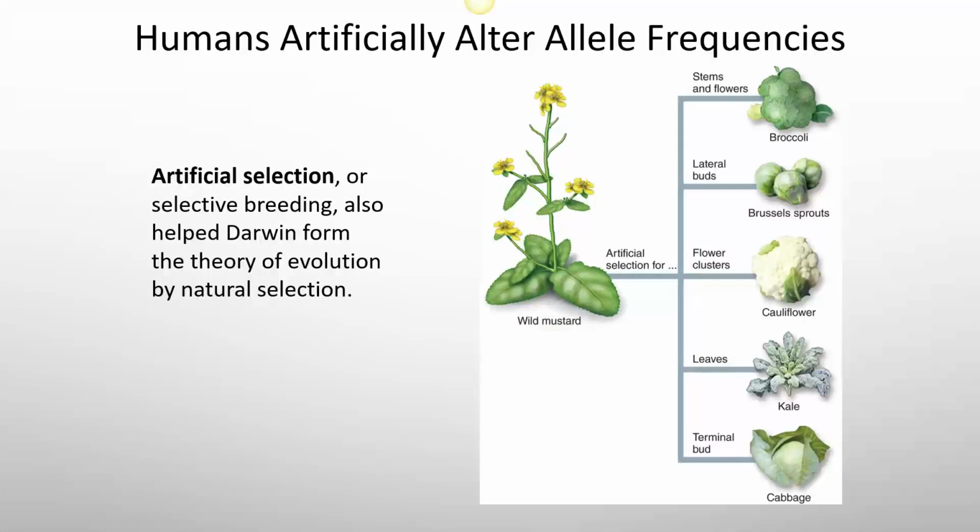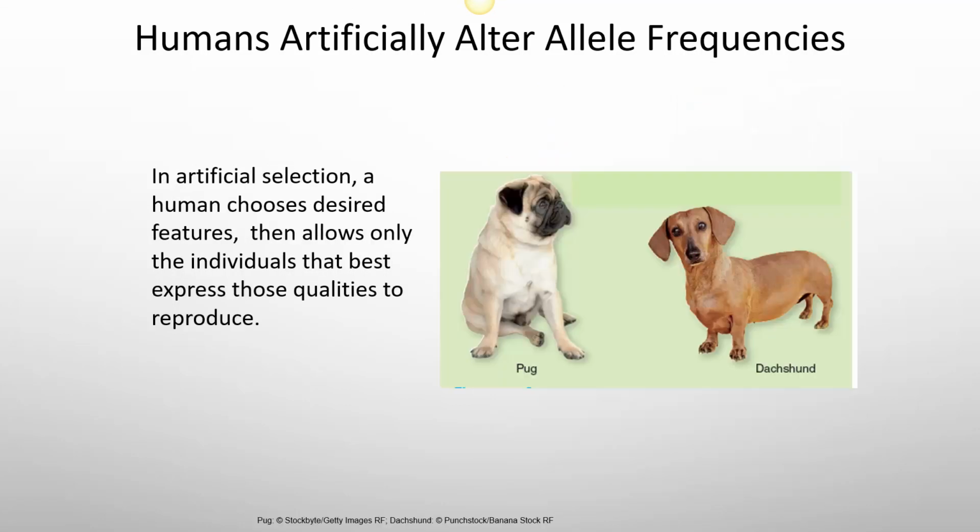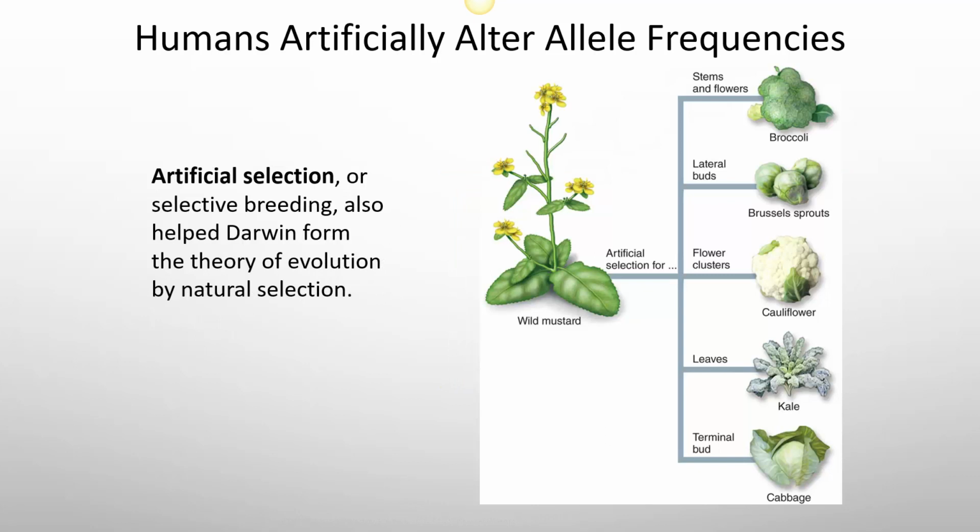Artificial selection, or selective breeding, also helped Darwin form the theory of evolution by natural selection. In artificial selection, a human chooses desired features, then only allows the individuals that best express those qualities to reproduce. So if we go back to this picture, all of these plants came from selective breeding of the wild mustard plant.